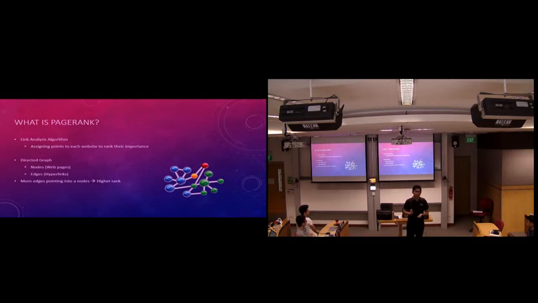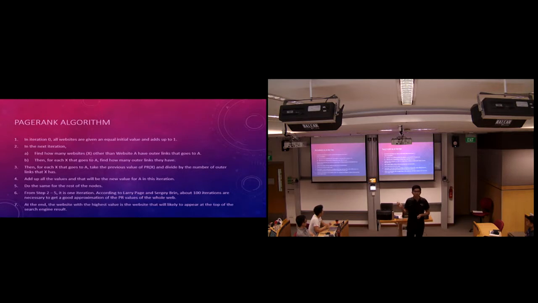For PageRank, each node, or each circle, is a web page, while each edge is a hyperlink linking two pages together. More edges pointing into a node, or more hyperlinks pointing to a website, mean the website is of a certain importance. So this is how the PageRank algorithm works. I'll freeze one screen here, and then I'll demonstrate step by step how this algorithm works.